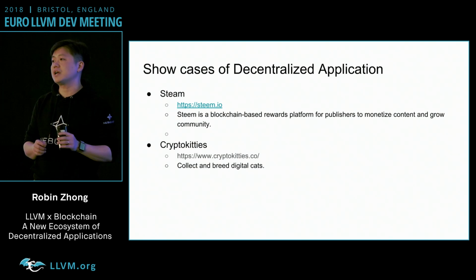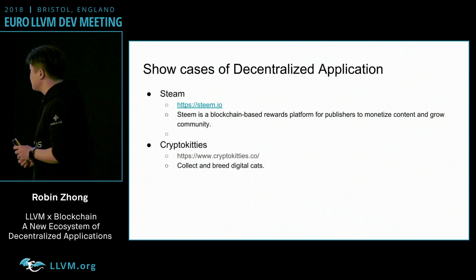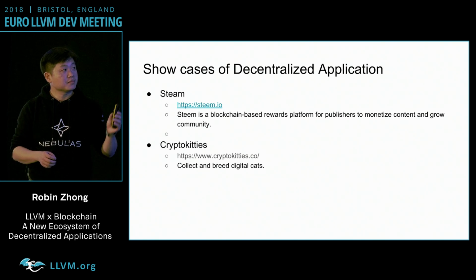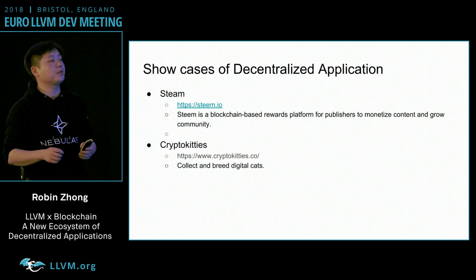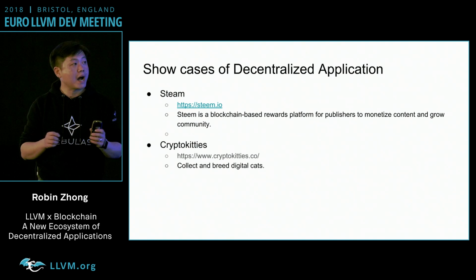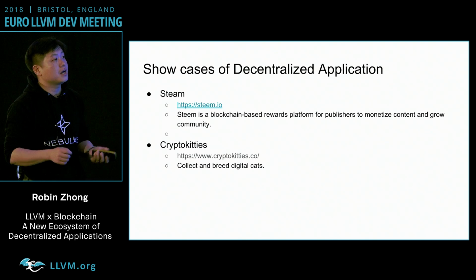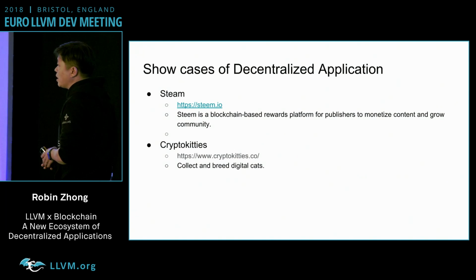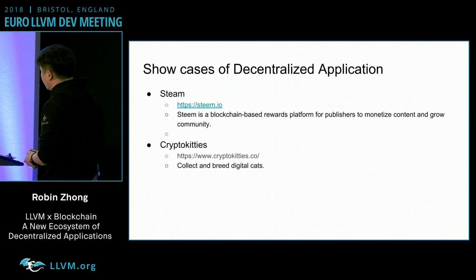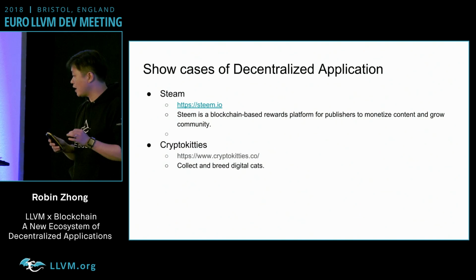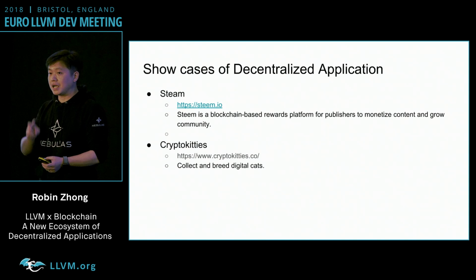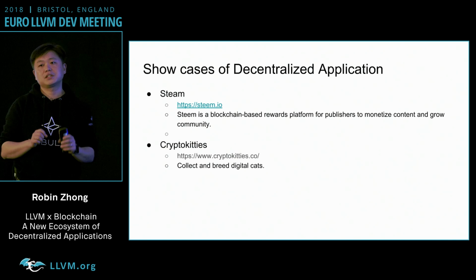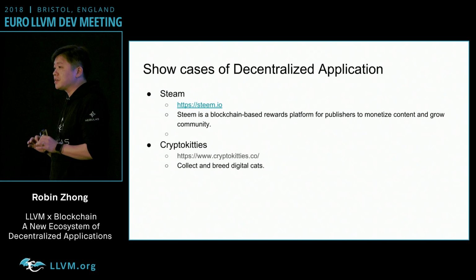So there are showcases. There are a lot of decentralized apps in the blockchains. And the two famous ones I want to highlight: one is Steem.io. Steem is a blockchain-based reward platform for publishers to monetize content and grow community. So that's one. And another is about gaming, named CryptoKitties. CryptoKitties is about collecting and breeding digital cats. So those are our two showcases. I think the two showcases perfectly demonstrate the blockchain's capability.